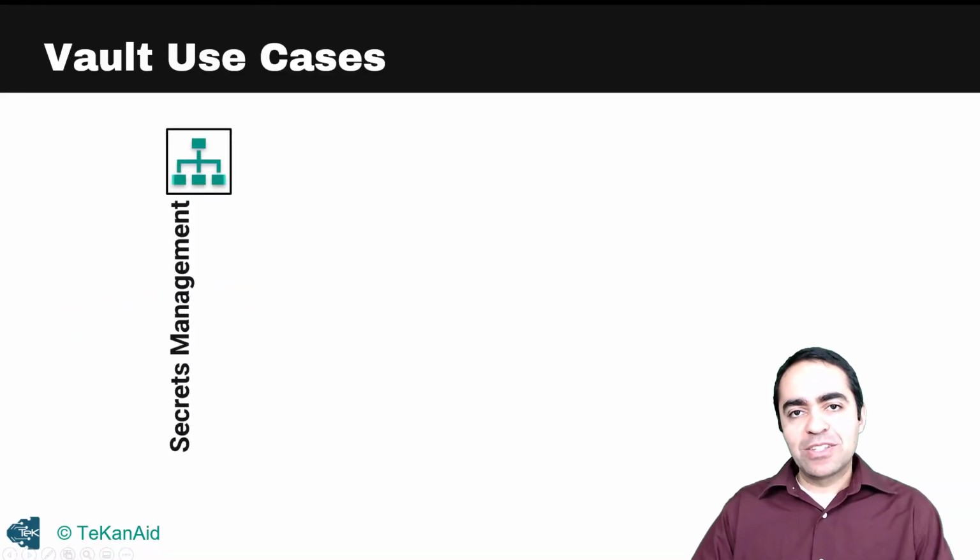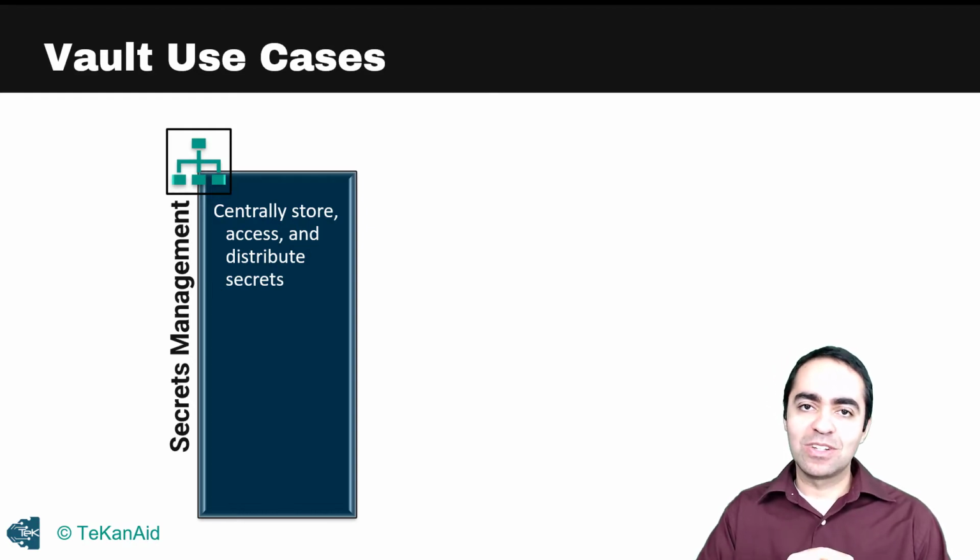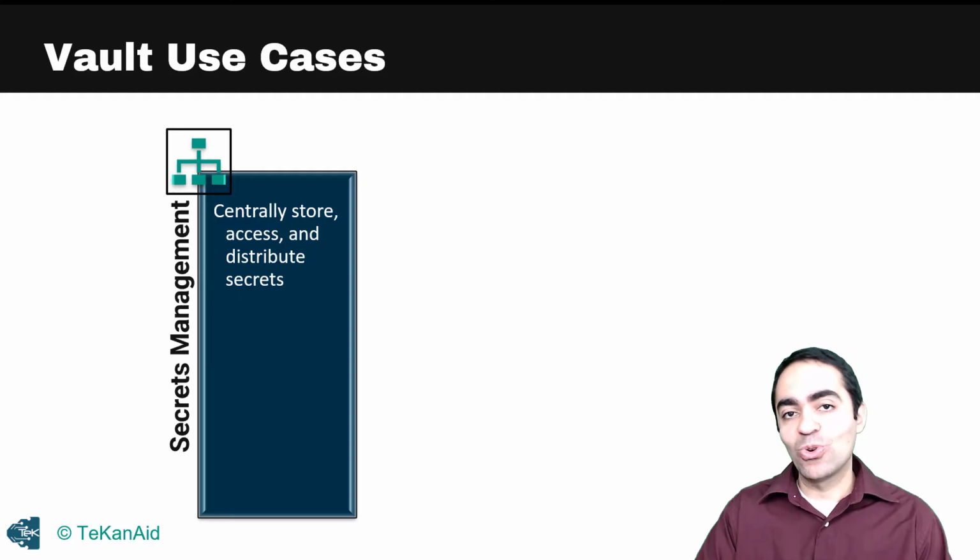So the first use case is secrets management, and we kind of touched on this a little bit earlier, but basically storing secrets centrally inside of Vault and consuming those secrets by humans or by machines. So the idea of centrally storing those secrets and then distributing them to humans and applications.